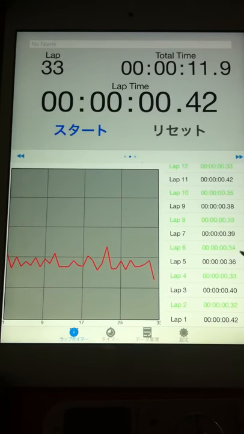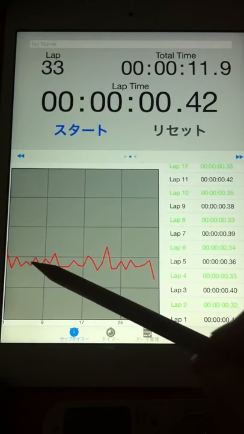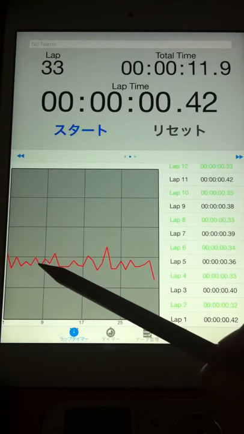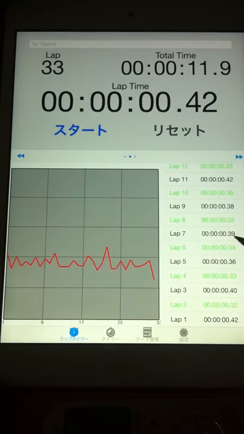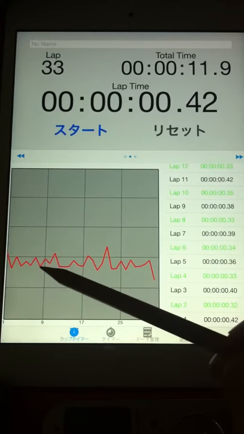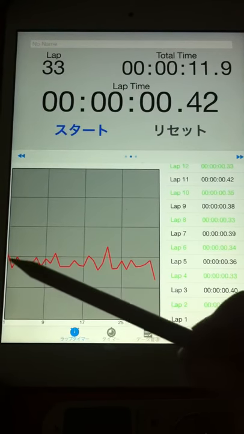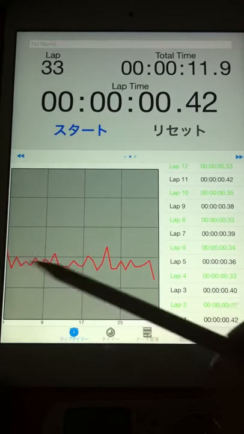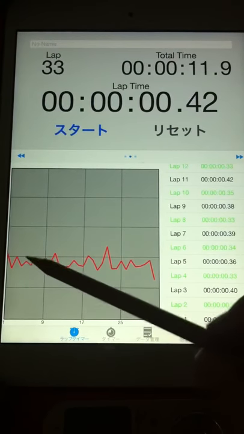3-6, 3-4, difference is 2. It means only 2% bounce. 2% bounce is here. Almost even bounce. Moderate bounce. This part, 3-9, 3-3. Difference is 6. It's about 8% bounce. It's moderate bounce. So, first bar, almost moderate bounce.